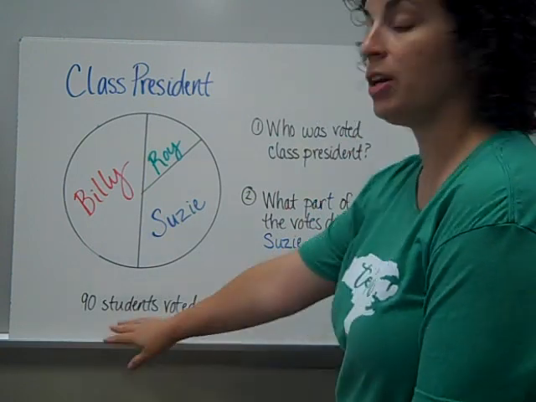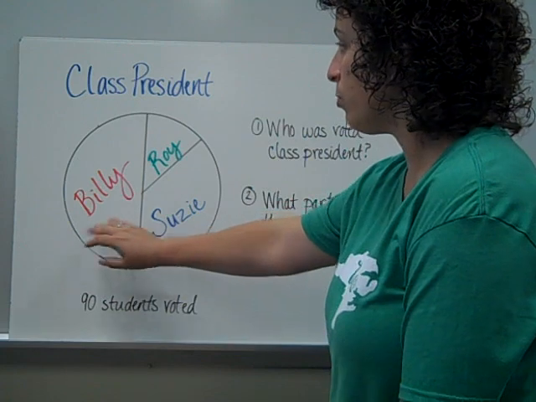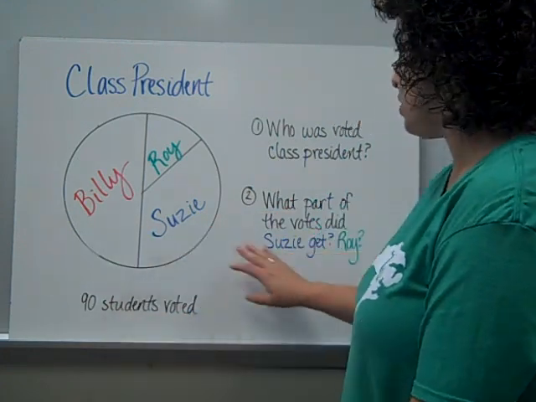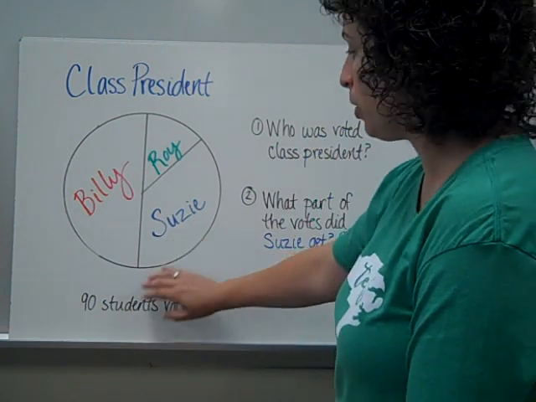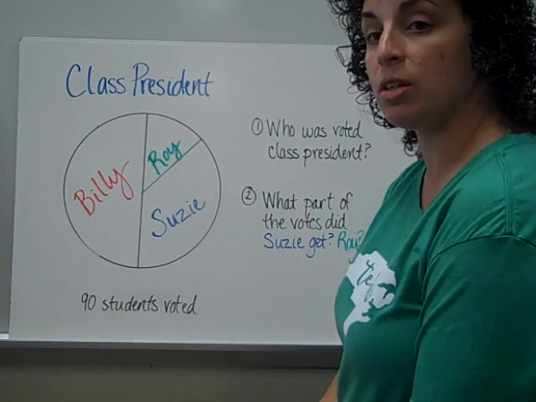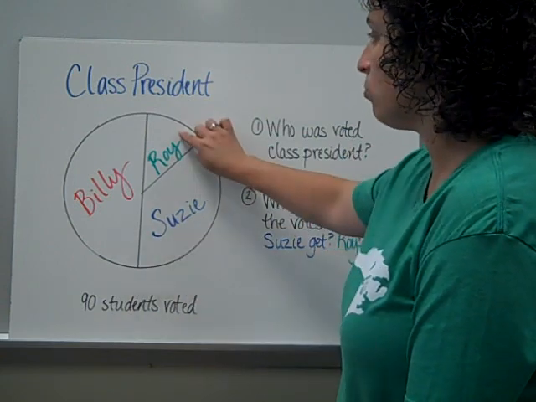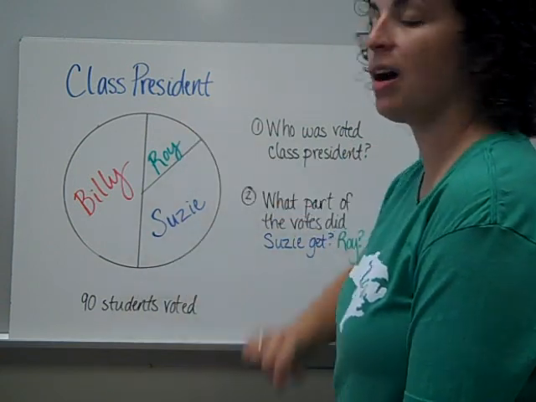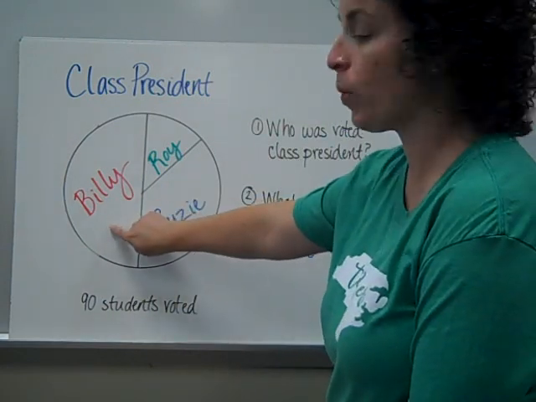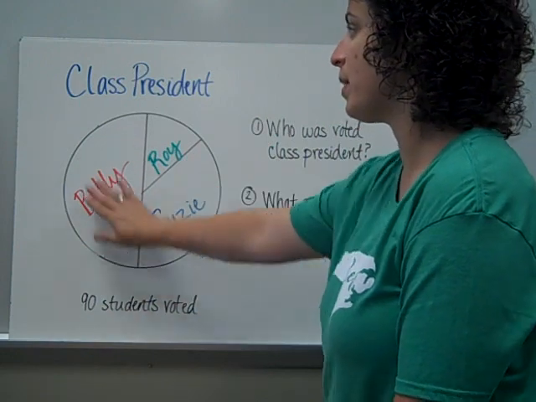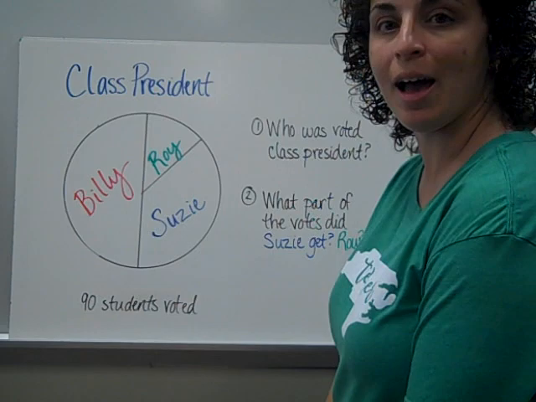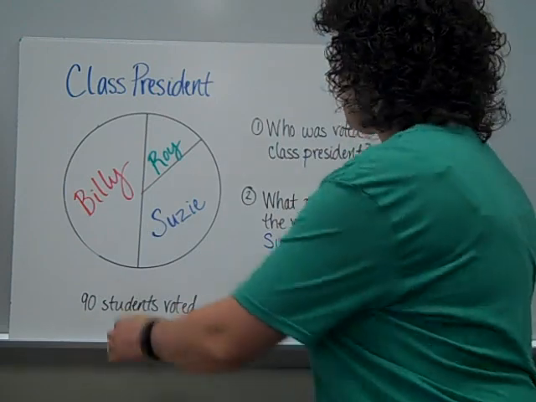And so if I know that 90 students voted, well, if Billy won, he got half of the 90, which would be 45. Susie got 1/3. Well, if we divide 90 by 3, that would be 30 votes for Susie. And then Roy got half of Susie, so he got 15 votes for class president. So by comparing the size of the wedge to the total represented by this entire circle, I can determine how many votes each person got.